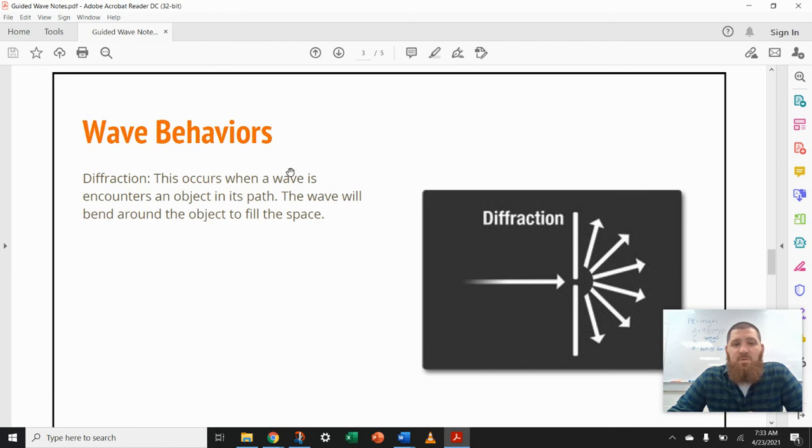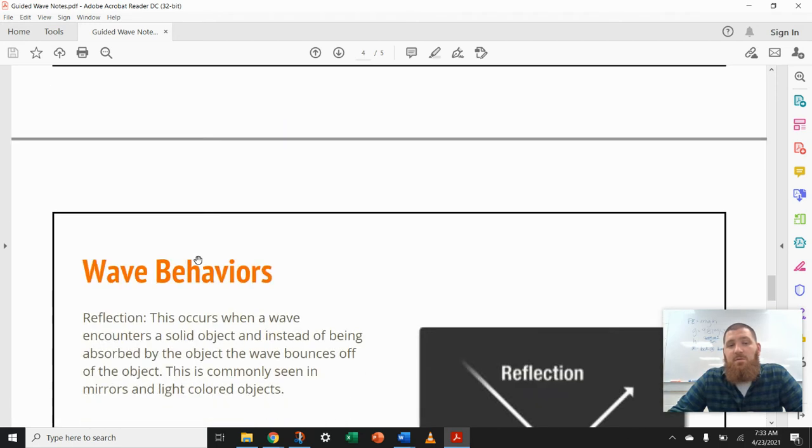Diffraction. This occurs when a wave encounters an object in its path. The wave will bend around that object and fill the space. So we can see that this wave is encountering a tiny slit and it's going to diffract from that slit and fill the space over on the opposite side.